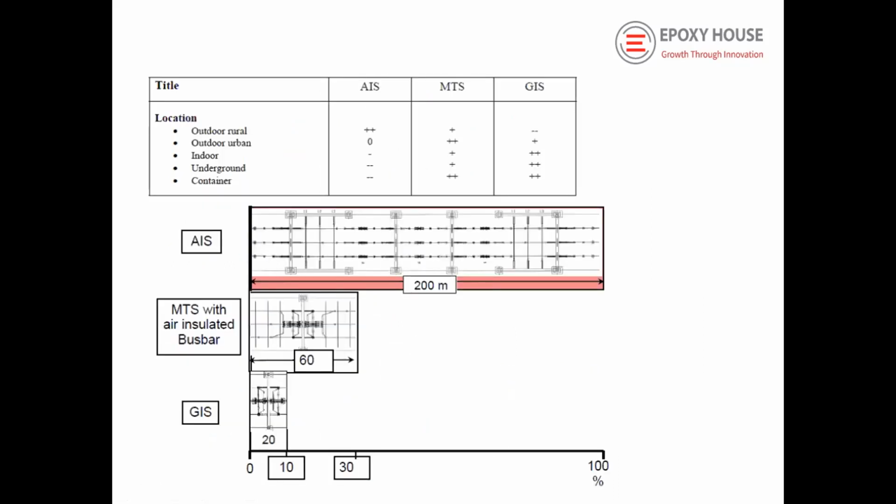Now, to have an idea about the space requirement, a comparison is given. If you see, for the 132 kV substation, with mixed technology you have about 60 meters. About 200 meters length is required for the complete substation one way in AIS. But for GIS, you need only 20 meters length. You can accommodate everything, and the space is very little. So where the land cost is high, you can use gas insulated switchgear.